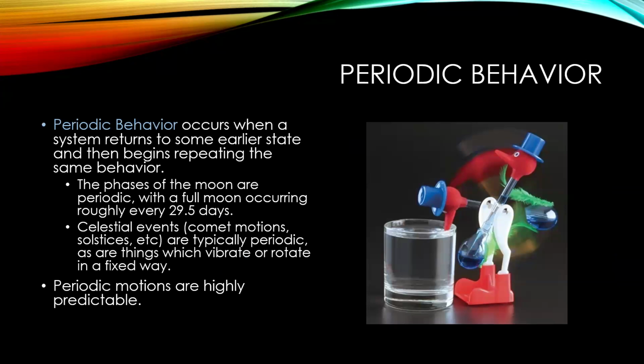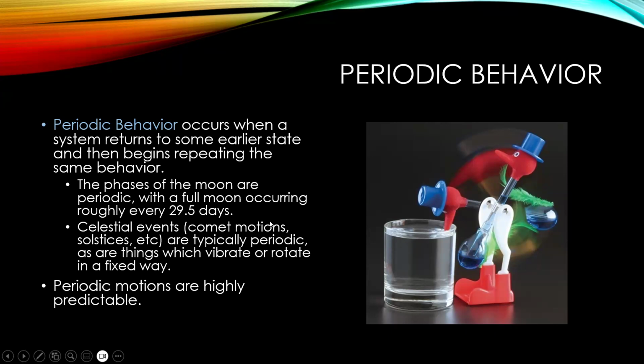We then have the idea of periodic behavior. Now, that one's relatively okay to understand. We've seen periodic functions before in trigonometry, and so we know what it means to be periodic. Periodic behavior just means you're going to be returning to your original state eventually. And so periodic behavior occurs when a system returns to some earlier state and then begins repeating the same behavior.